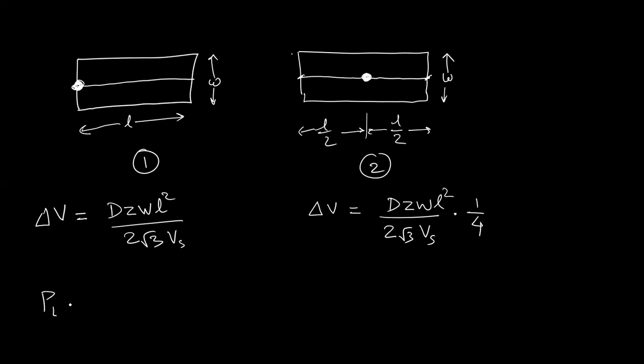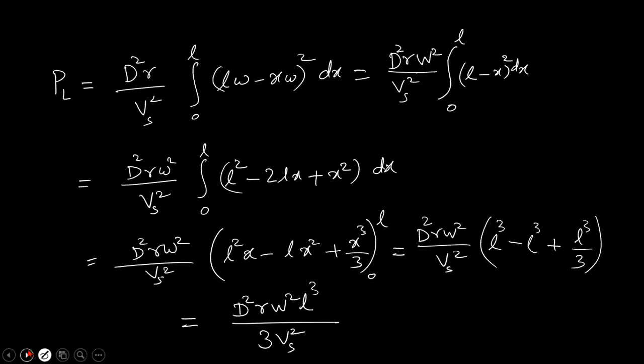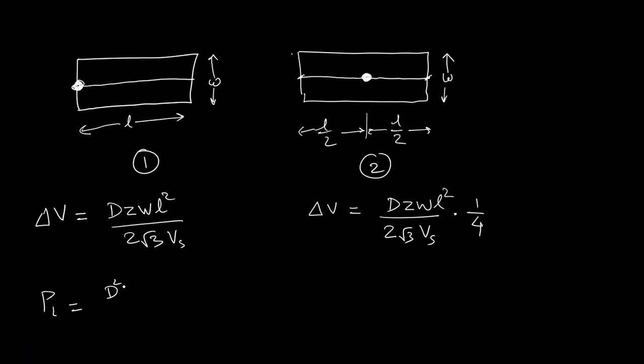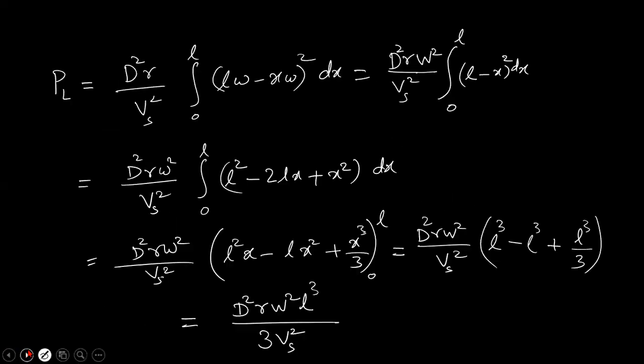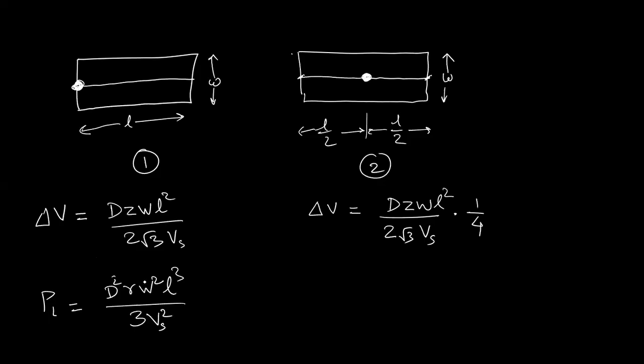Similarly, power loss is given by d square r w square L cube divided by 3 d s square. Yeah, that is the expression for loss in the first case. In the second case, similarly, what change will happen is L will be replaced by L by 2. The other terms will remain as they are, and that becomes L cube multiplied by 1/2 cube, which is 1 by 8.